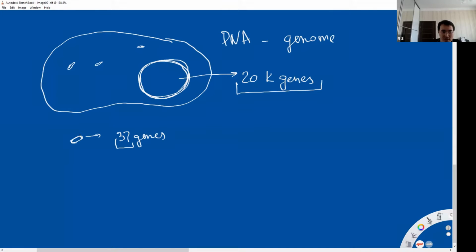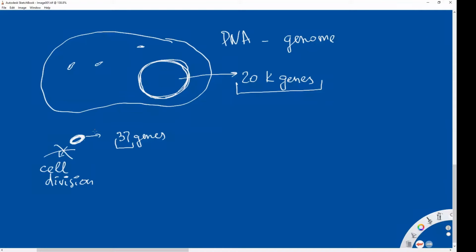And the division of mitochondria is not related to the cell cycle, to cell division. So it's not related. If the cell needs more mitochondria, it just gives the signal to the mitochondria and they start dividing. That's all. And these 37 genes are controlling the production of internal proteins.